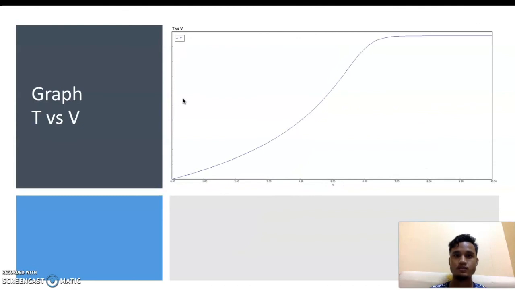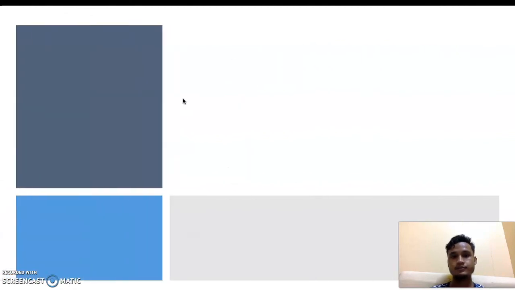Now let's go to our second graph, which is the temperature versus volume graph. As mentioned in the question earlier, the initial temperature is 300 Kelvin. And we can see that the temperature increases as the volume increases. But at around 6 centimeter cube, the temperature stops increasing and remains constant until the end of the reactor, until the end of the reaction, at around 360 Kelvin.